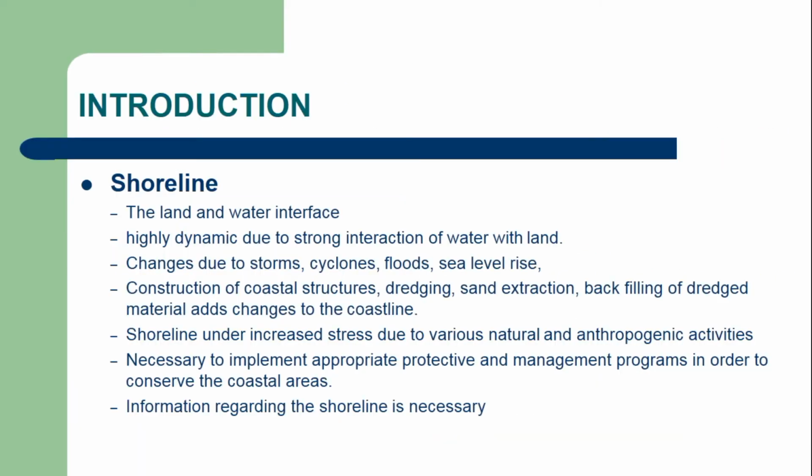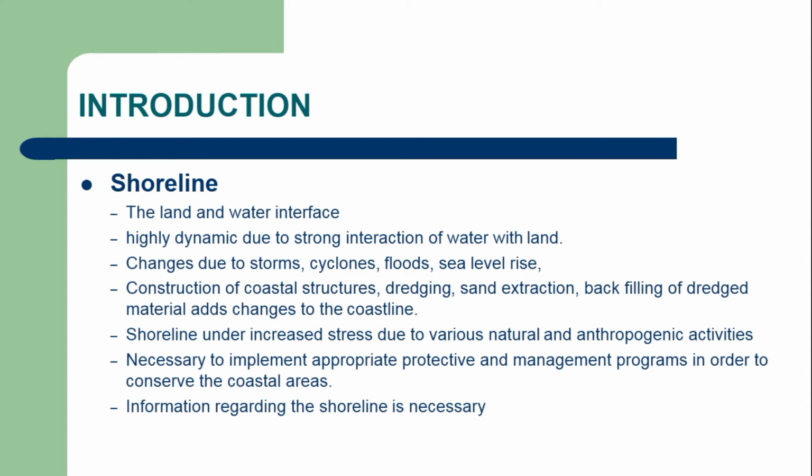Shoreline is the interface between land and water. It is a highly dynamic environment due to strong interaction between water and land features. Shoreline is continuously changing due to different natural phenomena such as storms, cyclones, floods, and sea level rise. Moreover, many anthropogenic activities such as coastal structure construction, dredging, and extraction of sand are continuously changing the coastline. Therefore, it is necessary to implement appropriate protective and management programs in order to conserve coastal areas and environment.